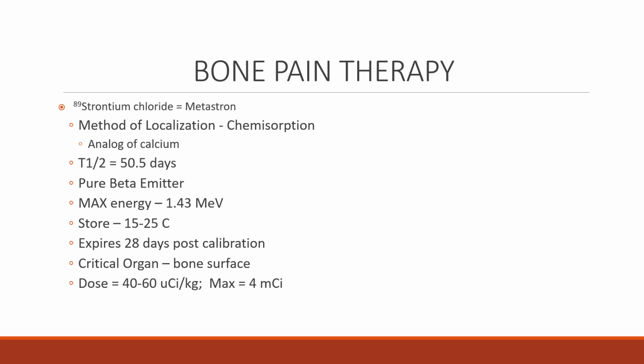Think about a bone scan where you have a really high target to non-target ratio, meaning our bone scanning agents will go to the bones but not the soft tissue. You don't see a lot of other anatomy on there. And so strontium is the same way. It's going to go to the bones but not really go to any other normal tissues. You'll see kidneys and bladder, of course, because it's excreted that way, but the radiation exposure is primarily to the bones. The dose is weight-based, 40 to 60 microcuries per kilogram with a max of 4 millicuries.